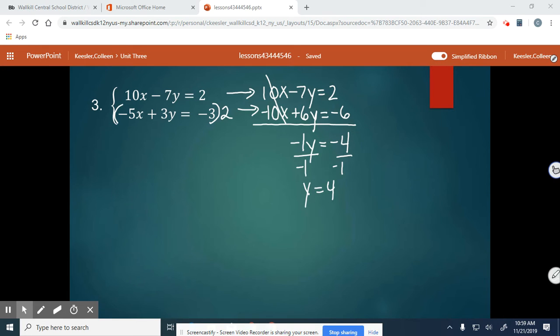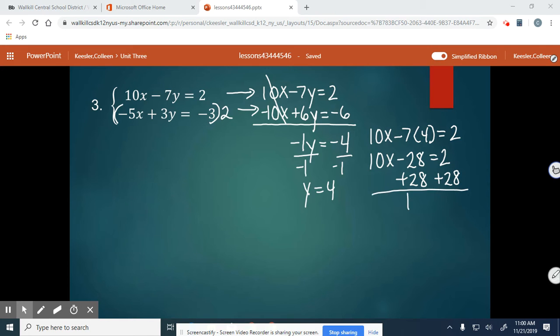So now we plug the 4 into the top equation to solve for x. So we have 10x minus 7 times 4 should be equal to 2. So that's 10x minus 28 has to be equal to 2. We add 28 to both sides. So 10x equals 30. And last, divide by 10. So x equals 3, making our solution 3, 4.